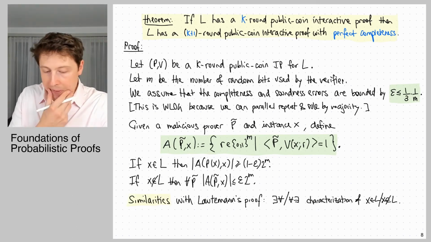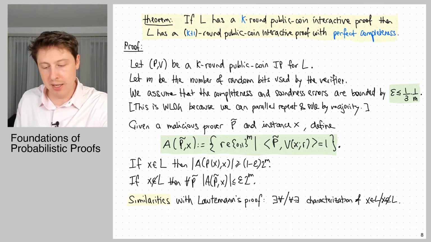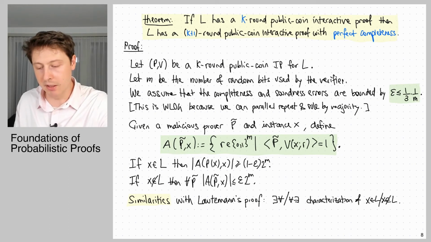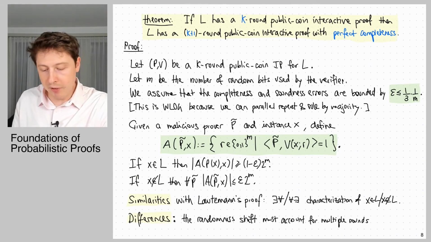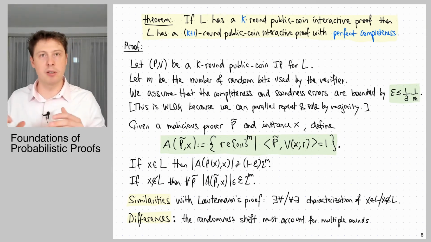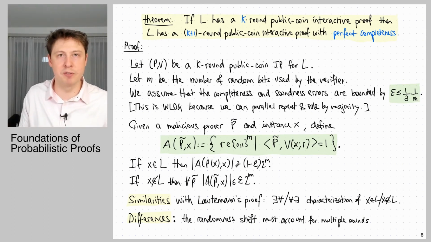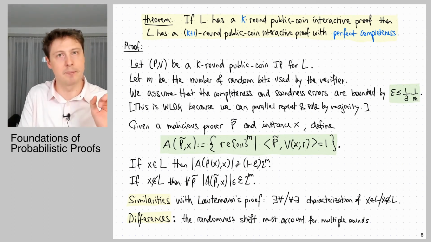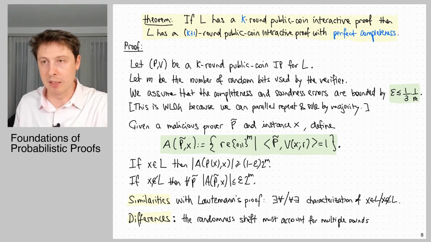What is going to be similar to Lautemann's proof is that we're going to use this exists-for-all or for-all-exists characterization of x in L and x not in L, for these two cases. And the difference is that the randomness shifts must account for multiple rounds. We're shifting and smoothing things, but in the meantime, the prover is running. So what do you mean you're shifting the randomness? We need to look at that a little bit more carefully.